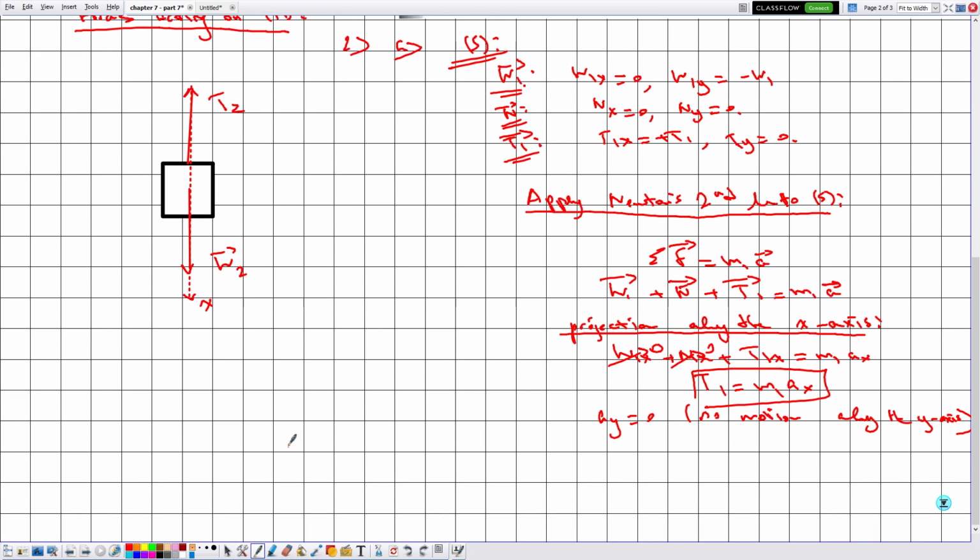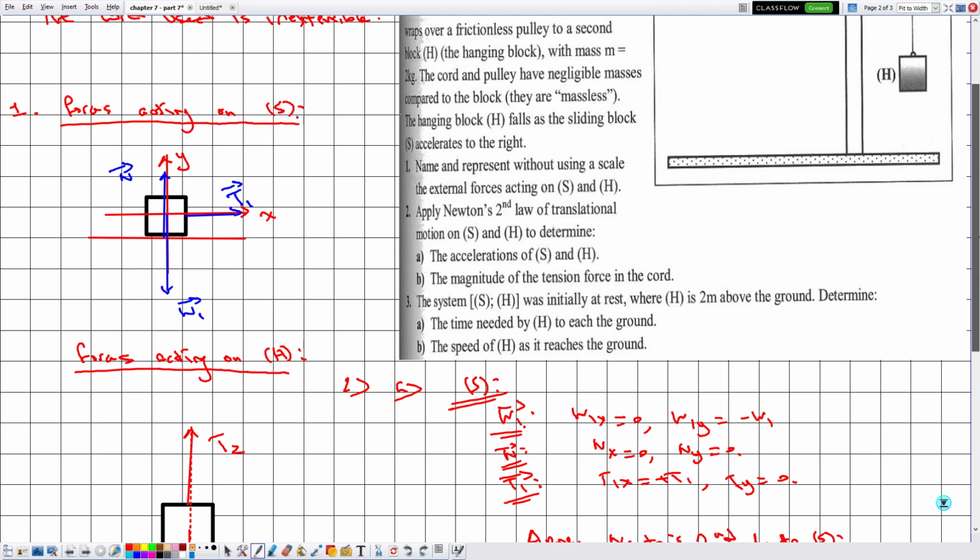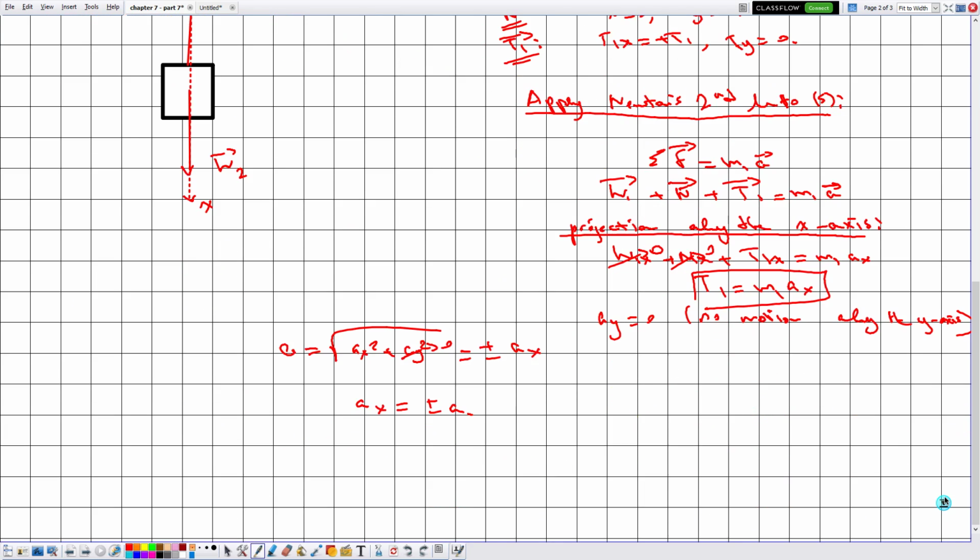So in this case, a, which is equal to the square root of ax squared plus ay squared, where ay is 0, is plus or minus ax. So ax is plus or minus a, but since we have chosen a in the positive direction of the x-axis, we choose the positive value, so simply ax is equal to plus a.